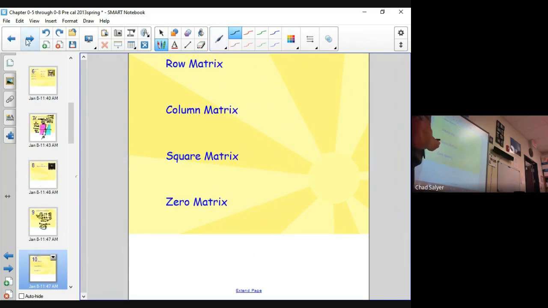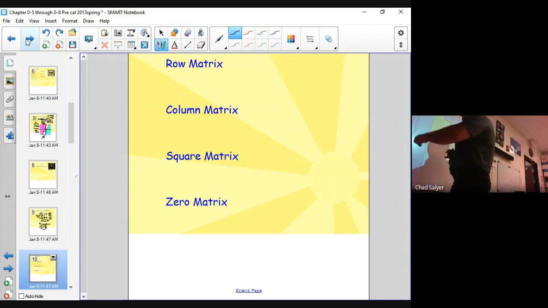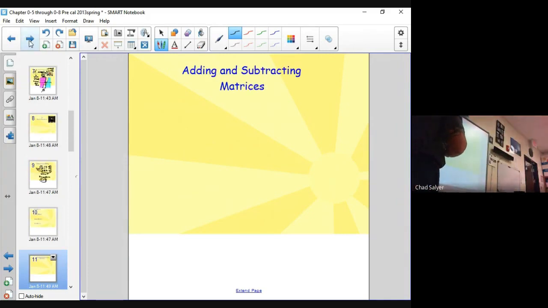Important to be able to find. A row matrix, and we'll just talk about these real quick. They don't happen very often. You use them when you're performing row operations typically. But a row matrix is a matrix with just one row. A column matrix is a matrix with just one column. A square matrix, the rows and columns are equal, and a zero matrix has 0 for every element. So just some terminology to be familiar with.